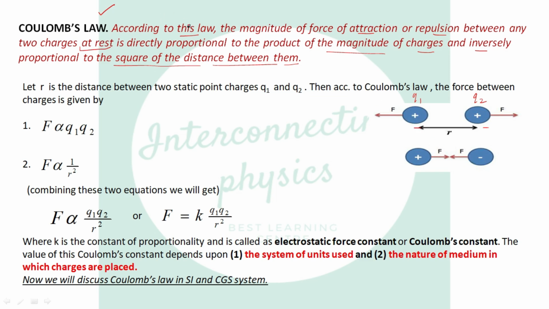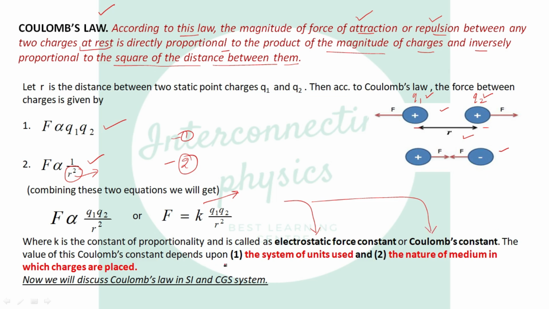So that's why Coulomb's law states that the magnitude of force of attraction or repulsion is directly proportional to the product of the magnitude of the charges, that is Q1 into Q2, and number 2, inversely proportional to the square of the distance between the two charges. Now combining these two, we will get F is directly proportional to Q1 Q2 over R square. Or when we remove this proportionality sign, we will get a constant of proportionality, small k, which is called electrostatic force constant or Coulomb's constant.